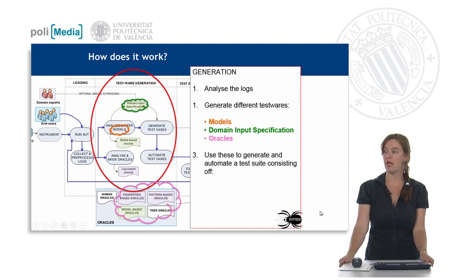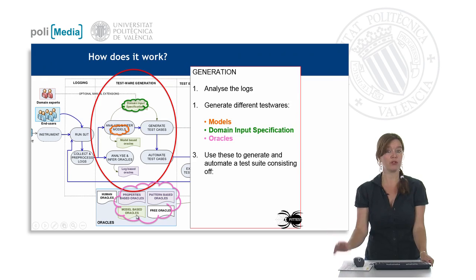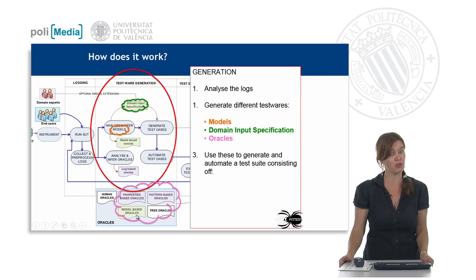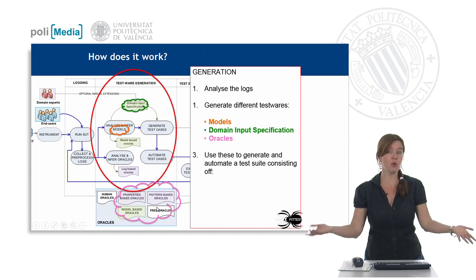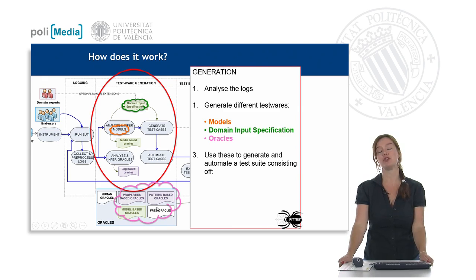Here below we see we have different types of oracles. We have here in green the model-based oracle, where the model that we have derived is used itself as an oracle for the evaluation of the test cases. And we see here the pink oracles, which are oracles based on properties that can be derived from the logs, and patterns that can also be derived from the logs. And then of course we have the free oracles that can just detect whether a system has crashed or not.